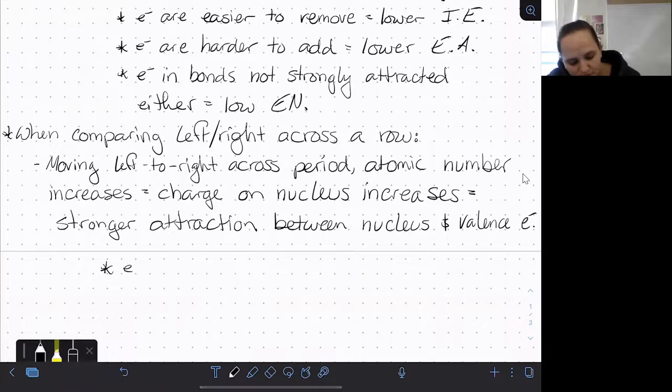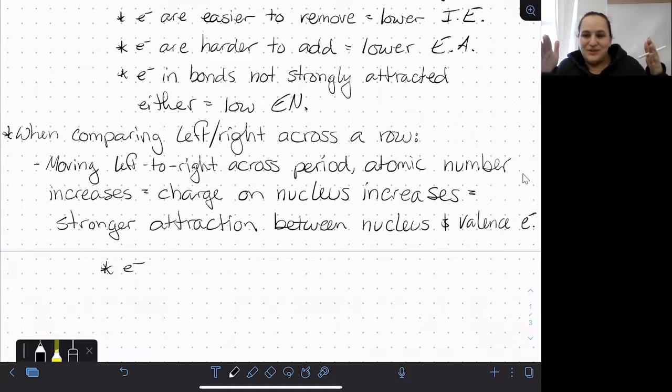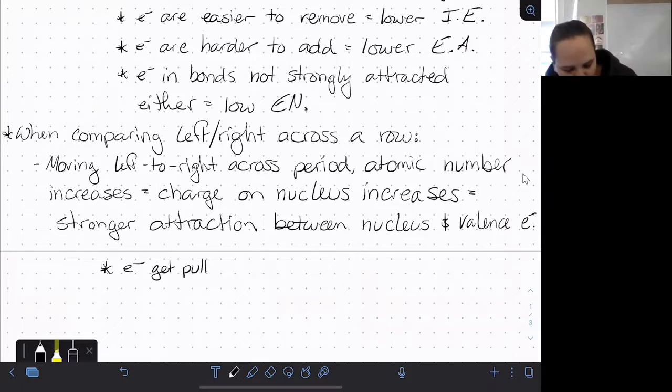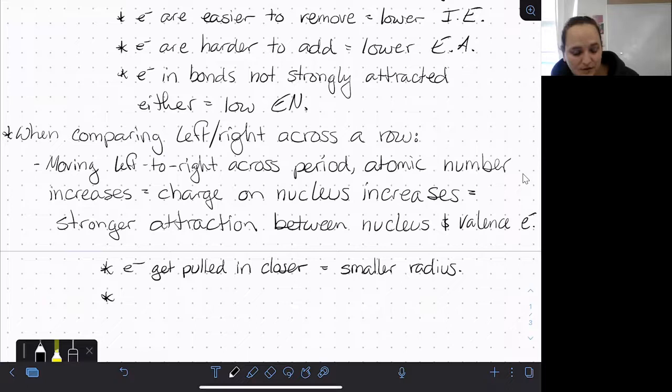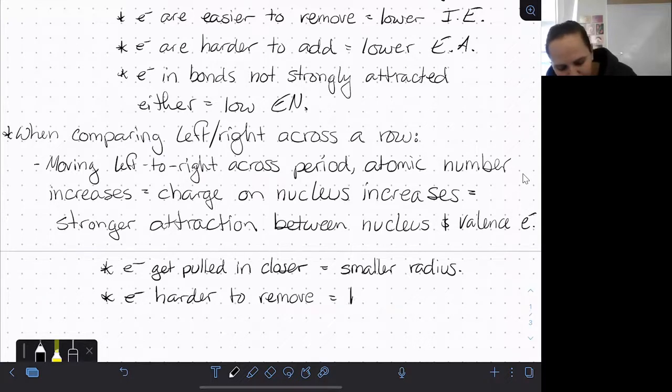So since the valence electrons are more strongly attracted to the nucleus, they actually get pulled in a little bit closer, which is why our atoms actually get smaller in radius as we move left to right. They're more strongly attracted to the nucleus, so they're going to get harder to remove, which matches our trend of higher ionization energy as we move left to right.